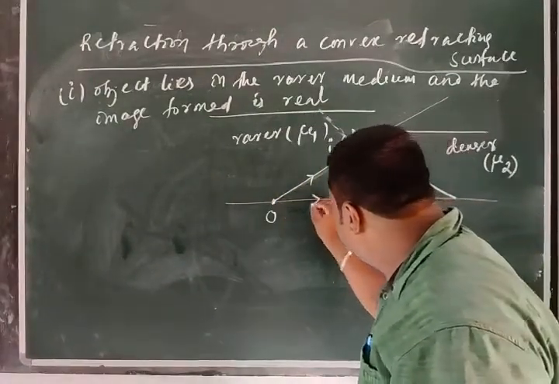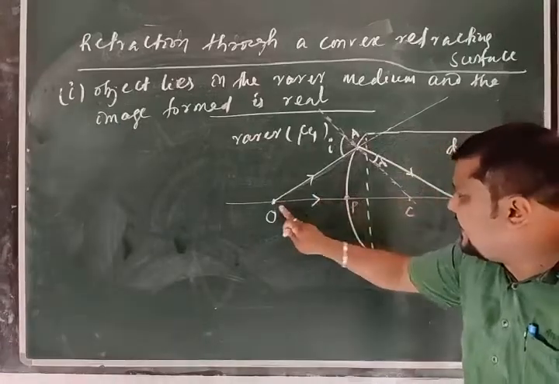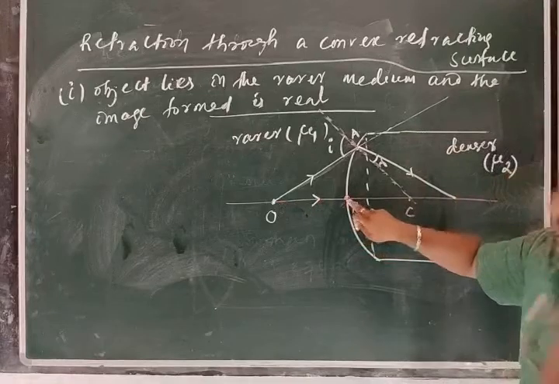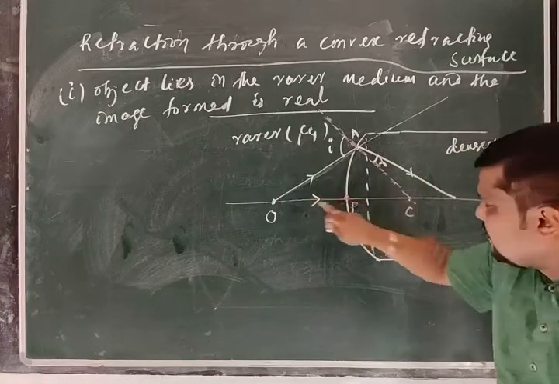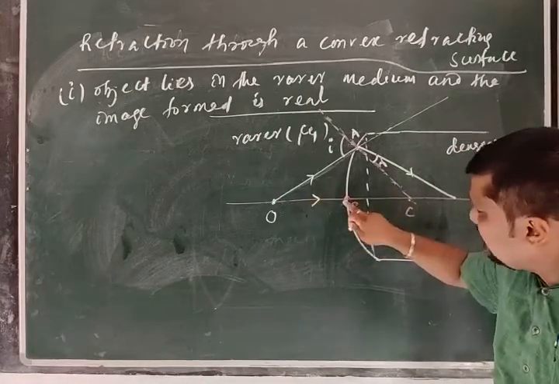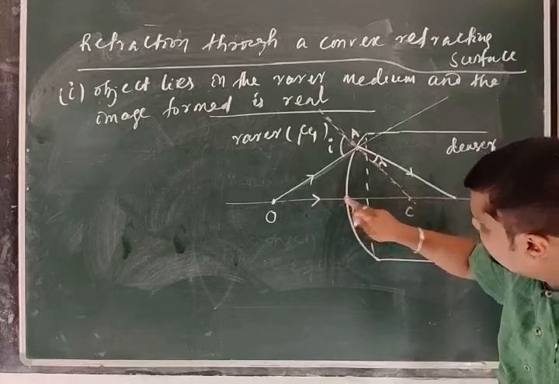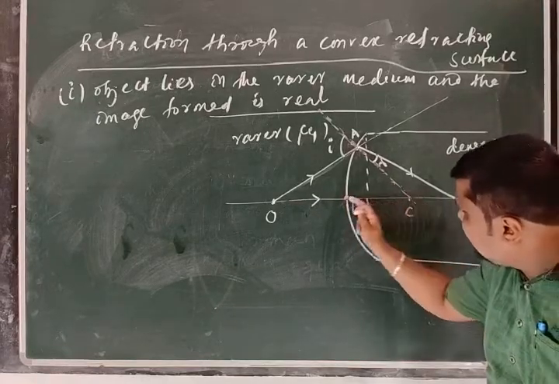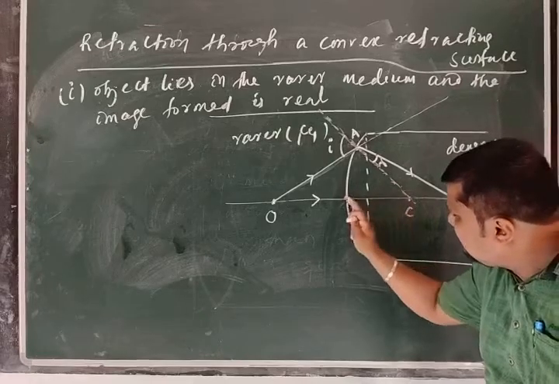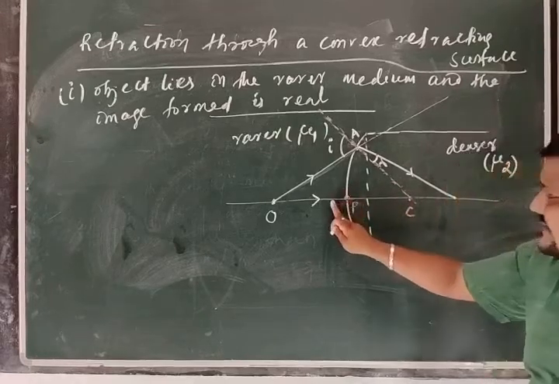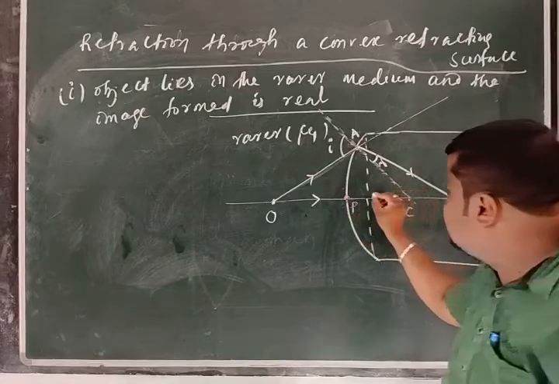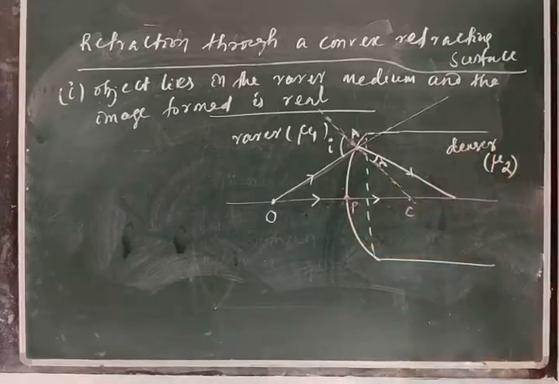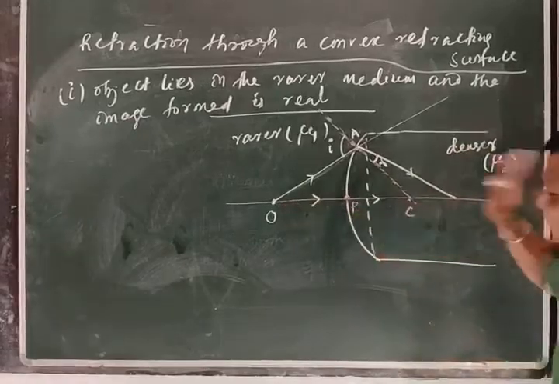Let us take a ray OP, which passes along the principal axis and is incident at the pole. So it is a normal, the ray is incident normally. So this is also a normal. From the center of curvature to P, it is a line passing from center to P, so it is a normal, so it is perpendicular. What is the angle of incidence? 0. So the ray will go undeviated like this.